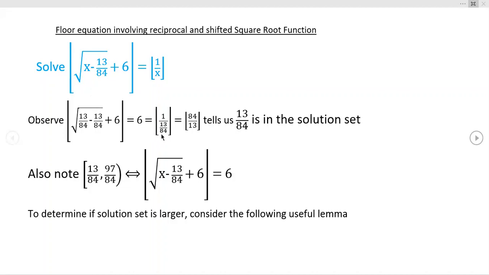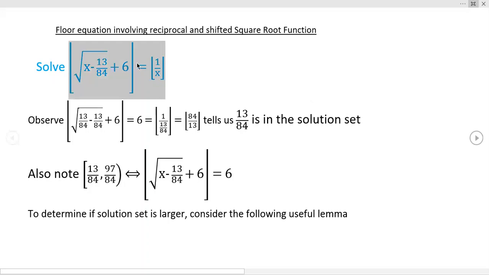Now, if you substitute the 13 over 84 right here and take the reciprocal, you get 84 over 13. And 84 over 13 is what? 78 plus 6. 78 over 13 plus 6 over 13. So you still maintain the floor of 6 there, right? You have a remainder of 6 when you divide by 13. All right. So anyway, it's very clear that this is a solution. 13 over 84 is a single number that is a solution to this equation.